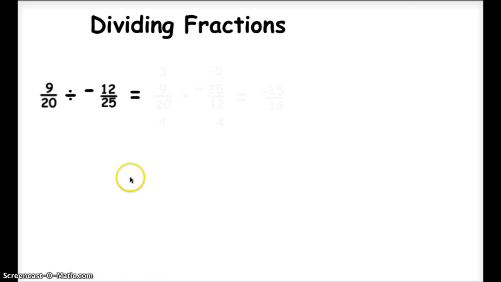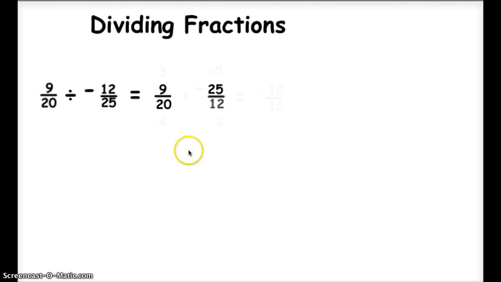Let's see how it works in our example. My example is 9/20 divided by negative 12/25. So to flip the second fraction and multiply, that means the first fraction has to stay the same. So that's going to stay as 9 divided by 20. Now I have to flip the second fraction. So instead of 12 over 25, I'm going to write that as 25 divided by 12.